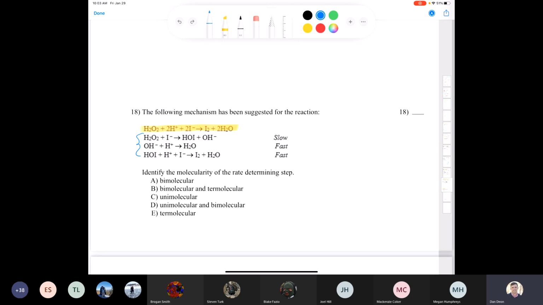Let me ask you a first question. Could anybody tell me which one of these is the rate determining step? No, not a trick. The slow one. Absolutely, right? So this one is the rate determining step, okay? So what is the molecularity of that reaction?